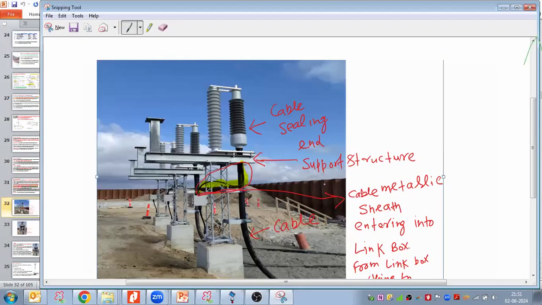So now here the cable is terminating. This is the sealing end. Sometimes we write SE, sometimes CSE. Both have the same meaning: cable sealing end. Support structure. This is my HT cable. These are our clamps to fix the cable. This small portion is your metallic sheath or metallic screening, right?